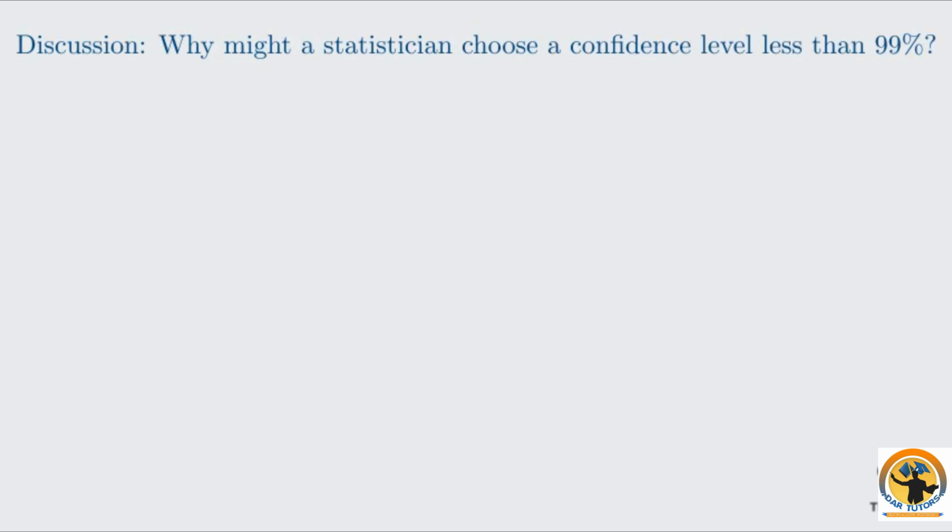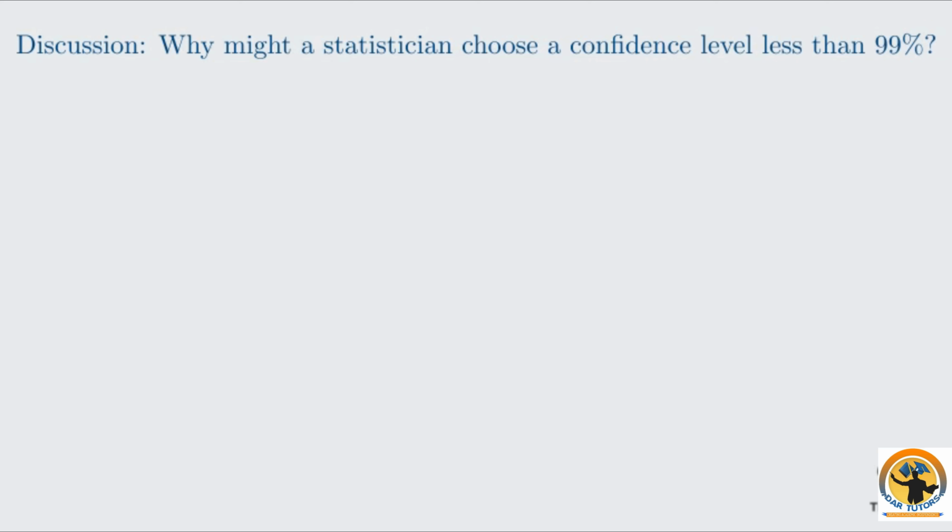So which confidence level should we use? A wider interval, like 99%, gives us more confidence, but it's less precise. A narrower interval, like 90%, is more precise, but we have less confidence in it. A statistician must choose a level based on the context. If the cost of being wrong is very high, for example in a medical study, a higher confidence level like 99% might be appropriate.